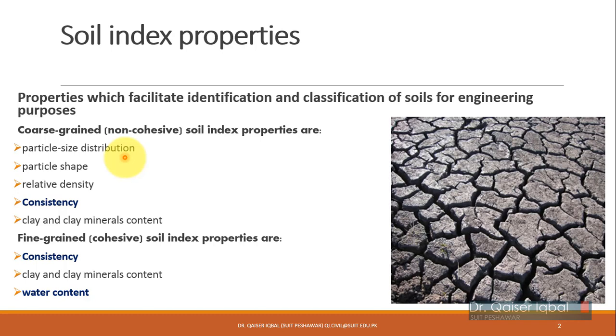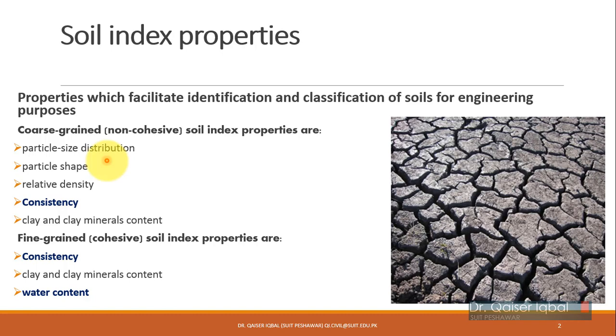So, for coarse grained soil, which are non-cohesive, coarse grained soils are sands and gravels, because they do not possess any cohesive forces. They only have coarse grained particles, so there is no cohesion in the particle. That's why they are also known as non-cohesive soil, as we discussed earlier. So in coarse grained soil, which are typically sands and gravels, the index properties are particle size distribution. So it depends on the particle size distribution as well.